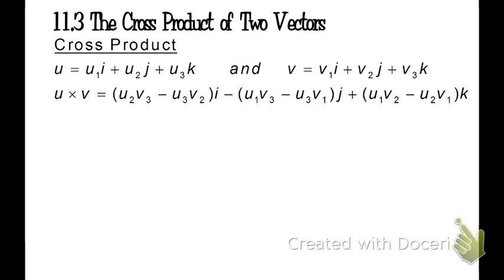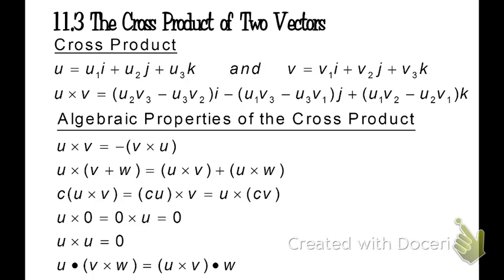I'm going to show you a shortcut that I use to solve the cross product, but you're more than welcome to use the formula. Here are some properties of the cross product. Normally when multiplying, it doesn't matter the order that you multiply, but with the cross product, order does matter. So if you do u crossed with v, that is not equal to v crossed with u. It's actually the opposite.